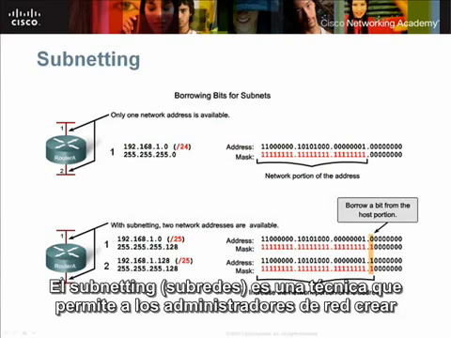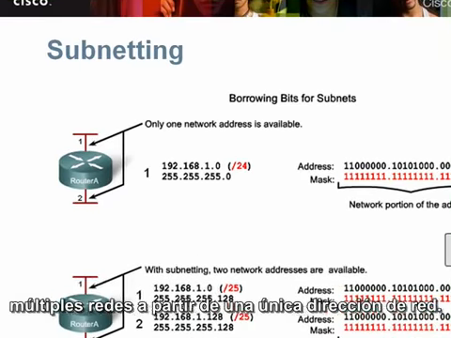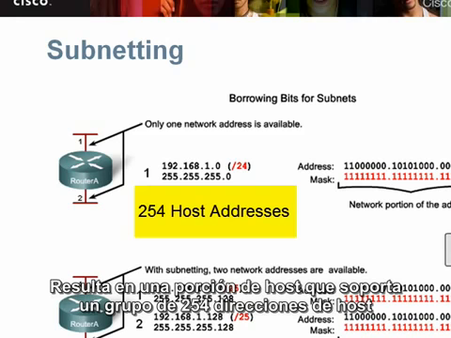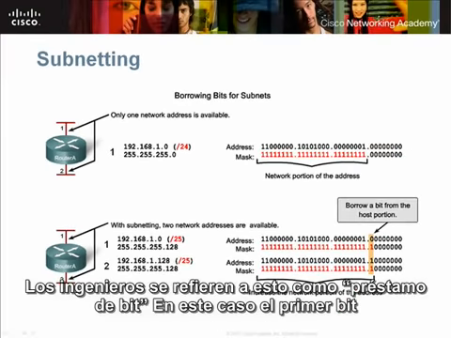Subnetting is a technique that enables network administrators to create multiple networks from a single network address. In this graphic, the 192.168.1.0 network paired with the 255.255.255.0 subnet mask results in a host portion that supports a single group of 254 host addresses. However, you can use bits from the host portion to create multiple subnets from this single group. Network engineers refer to this as bit borrowing.